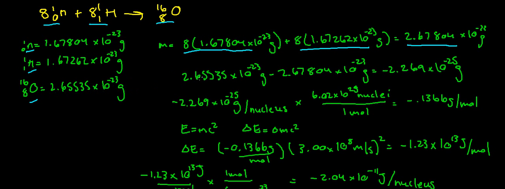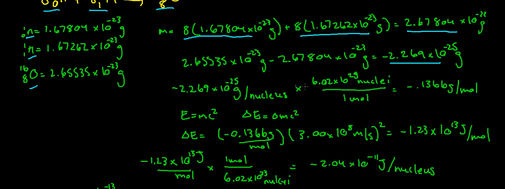We'll take the oxygen mass, 2.65535, minus the combined masses of 8 protons and 8 neutrons, which is 2.67. Already we can see that this number is larger. And the result is negative 2.269 times 10 to the minus 25, which means that when 8 protons and 8 neutrons form an oxygen nucleus, it actually loses mass. We'll have a look at why.